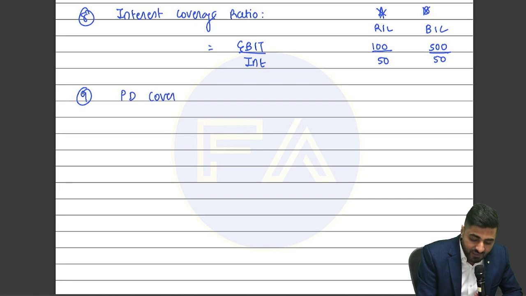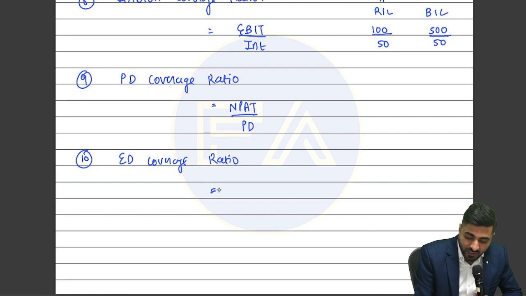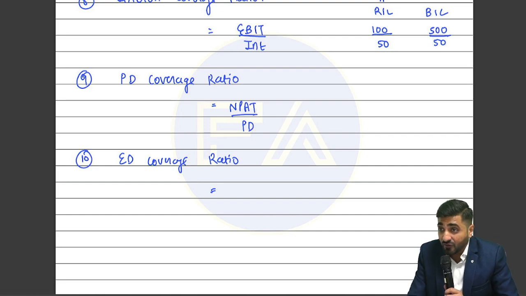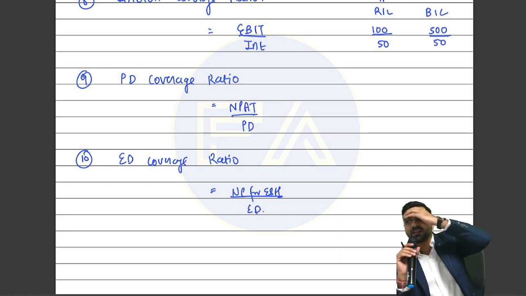Preference dividend coverage: NPAT upon preference. Correct? Then what do you think should be the equity dividend coverage ratio? Very good. Because we always pay equity dividend from where, beta? Net profits for equity shareholders. So I will take net profits for equity shareholders and divide that with what, beta? Equity dividend. That gives you your equity dividend coverage ratio.